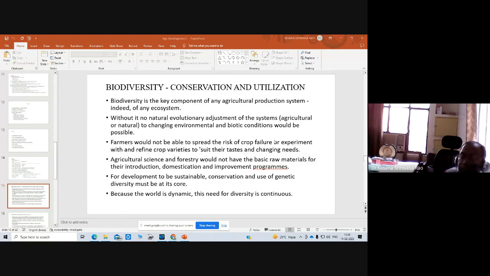This is what we will discuss in the next lesson. We will discuss genetic diversity: genes, how they can flourish, how they can participate, how they can be useful for the human population, and how they are in a position to grow over a period of time. These are all the most important issues from the agriculture point of view also, because the world is dynamic. This need for diversity is continuous.